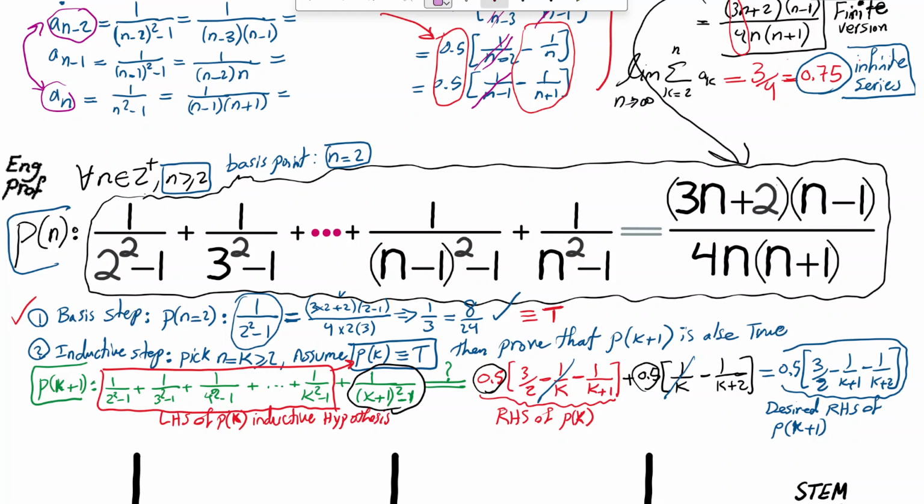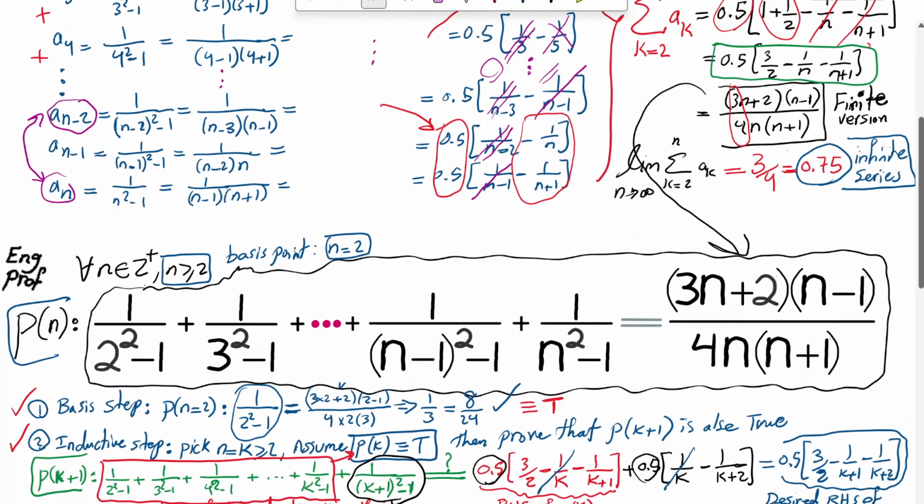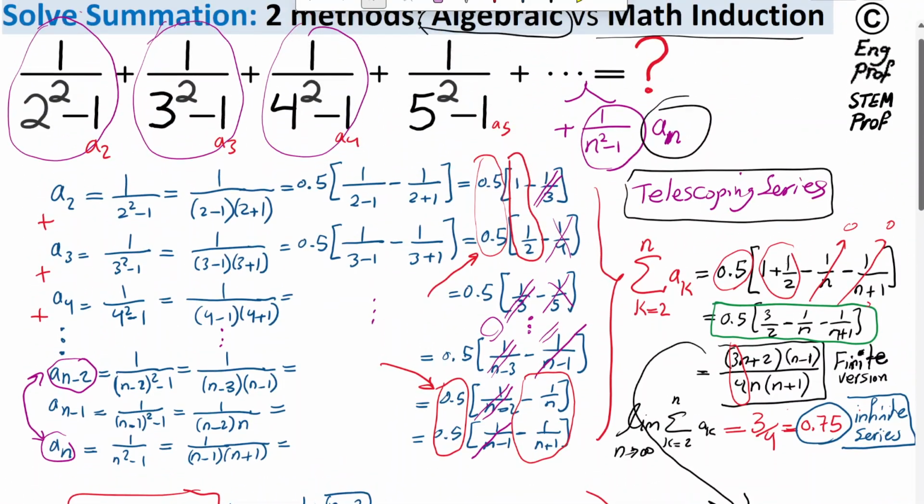So therefore we managed to prove the inductive step as well, and as a result, because both steps, the basis and the inductive step, are proven, then based on mathematical induction we can say that for all positive integers n greater than or equal to 2, P of n is true. Therefore this whole statement based on mathematical induction is true as well. Hence we managed to prove the closed form formula for the finite version of the summation, which is what we needed.